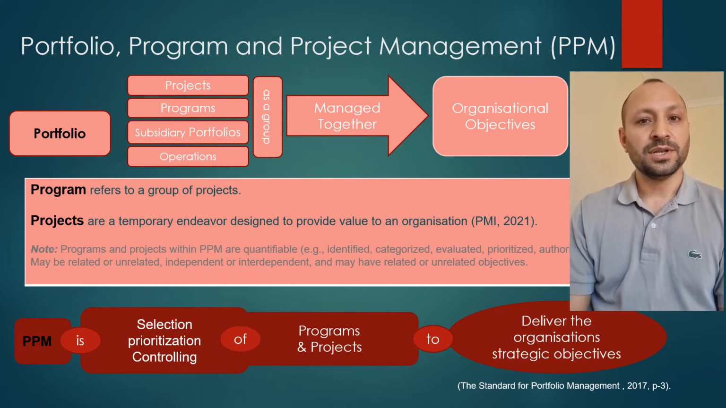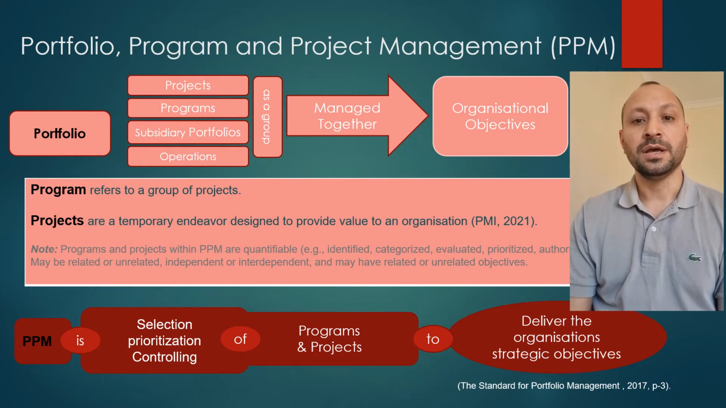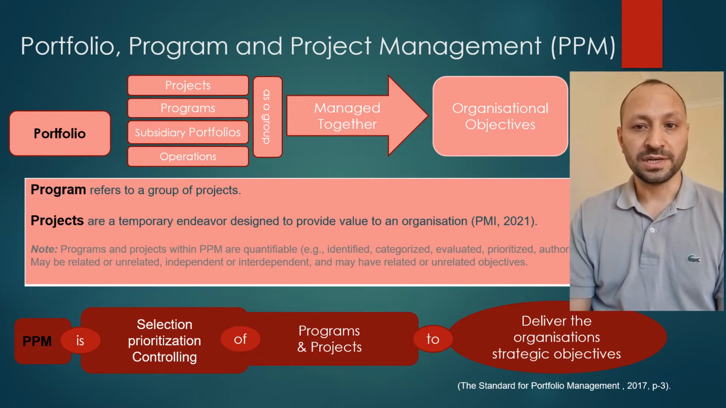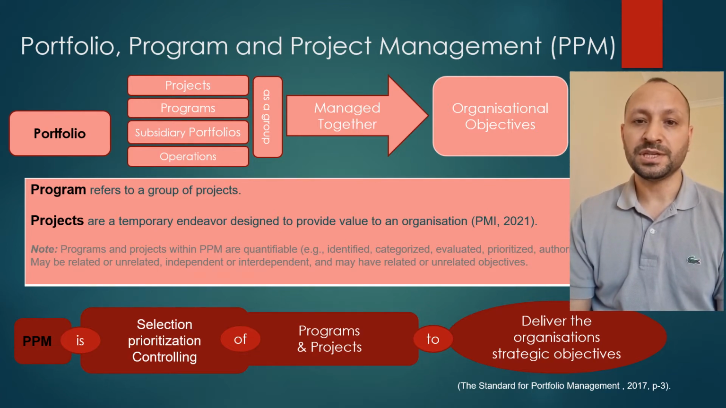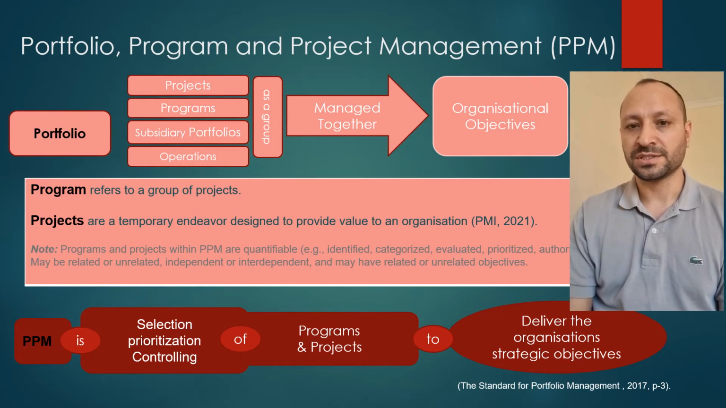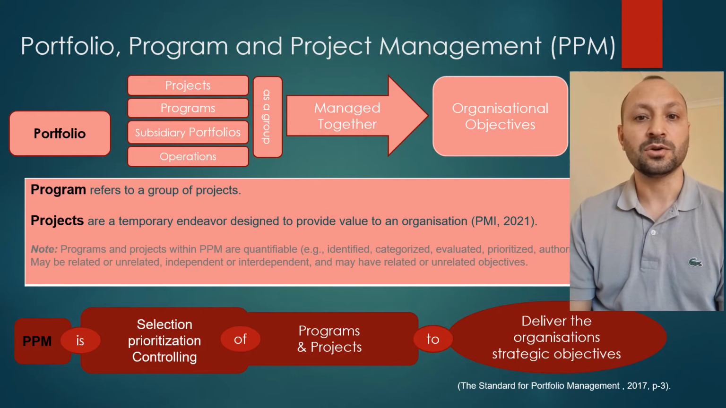Portfolio is a collection of sub-portfolios, projects, programs, and operations which are managed together as a group to achieve organizational objectives. Program refers to a group of projects, while project is a temporary endeavor which is carried out to provide value to the organization. Programs and projects are quantifiable. That means they are identified, categorized, evaluated, prioritized, and authorized.